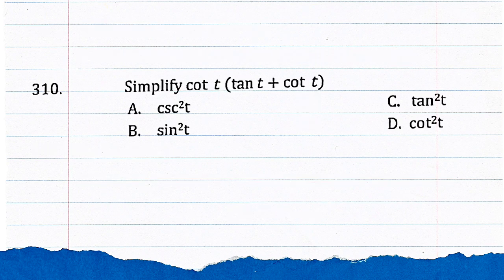Question number 310. Simplify cotangent t times the quantity of tangent t plus cotangent t. And here are the choices. Letter A, cosecant squared t. Letter B, sine squared t. Letter C, tangent squared t. Letter D, cotangent squared t.